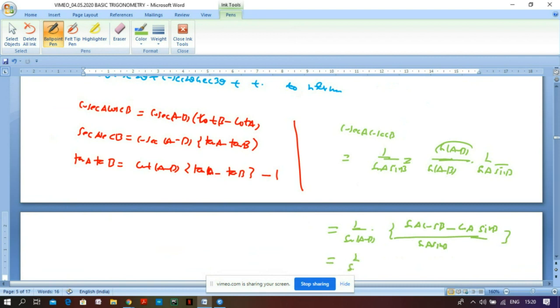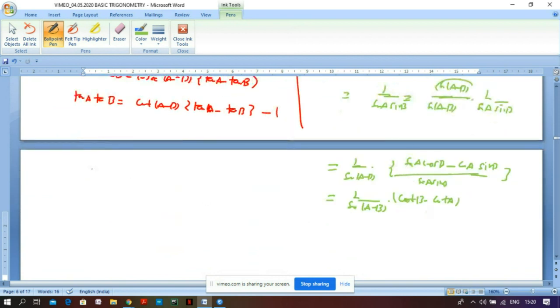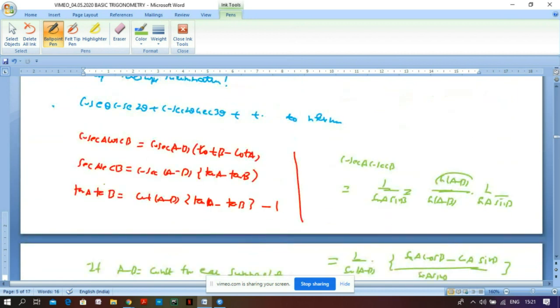So now 1 upon sine of (A minus B), times (sine A cos B minus cos A sine B) upon sine A sine B. Now sine A will get cancelled, so I can write this as cot of B minus cot of A. In telescopic series, if A minus B is constant for each term, then you can use that result and you will get a telescopic series. Similarly we can derive sec A sec B and tan A tan B.